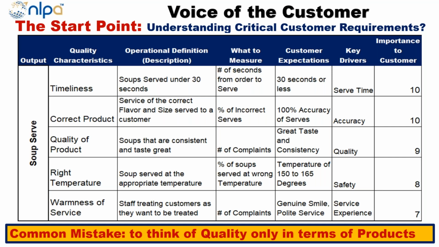So if we look at the column all the way to the right, we'll see the importance to the customer on a scale of 1 to 10. And we'll see that timeliness is the most important characteristic or requirement. The most critical requirement is timeliness. And if you go straight down, the last one, important but not as important as timeliness, and the others, is warmness of service.